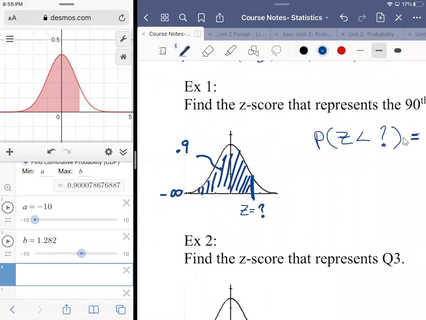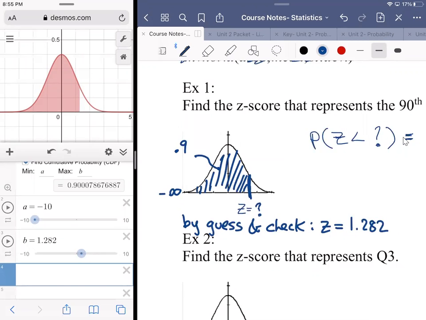But there is the idea that there's got to be a better way. So that's part of it. So by guess and check, z would be equal to 1.282.